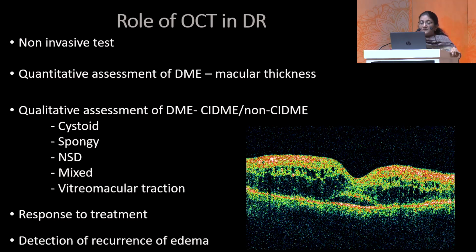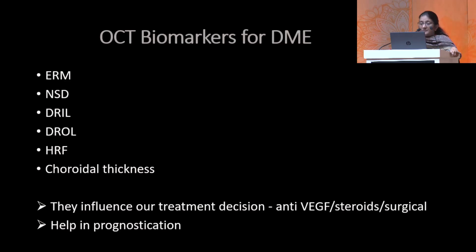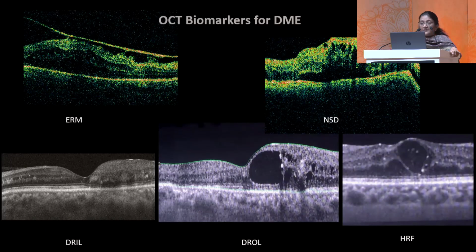Coming to OCT, we know it's a non-invasive test. It does a quantitative assessment of DME, and there are various types of DMEs which have been described. We can also monitor the response to treatment, and also the recurrence of edema can be very well identified. We are also talking of various OCT biomarkers for DME, and these are very helpful when we are planning the management, such as in the first case, you see a thick epiretinal membrane which requires a surgical management and is going to actually deteriorate if we try to give anti-VEGF injections in such a patient.